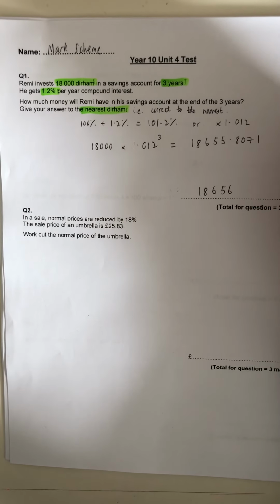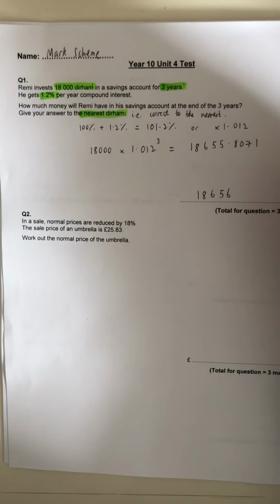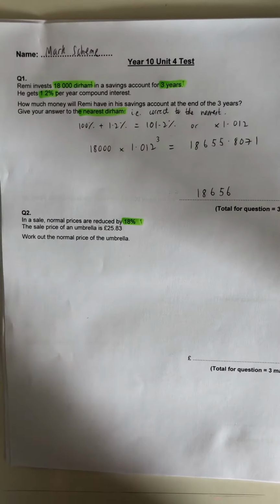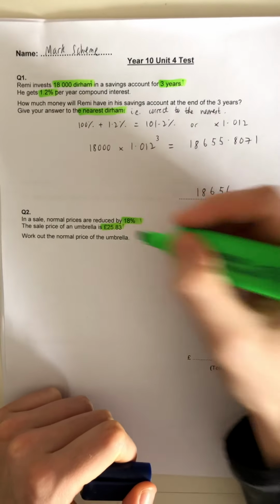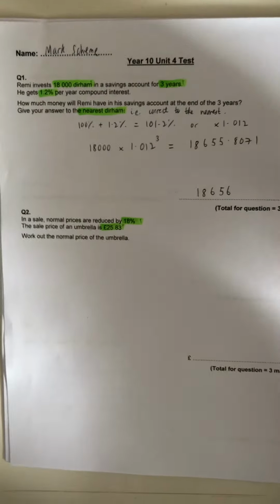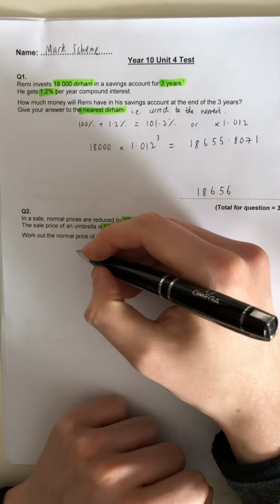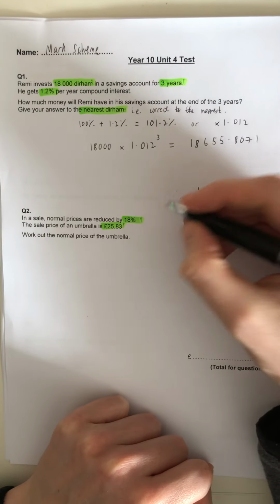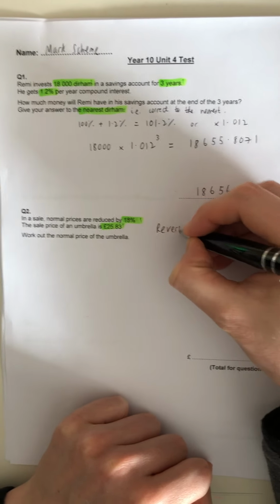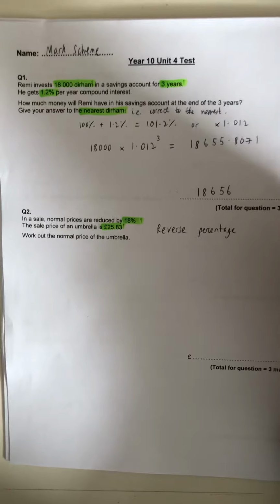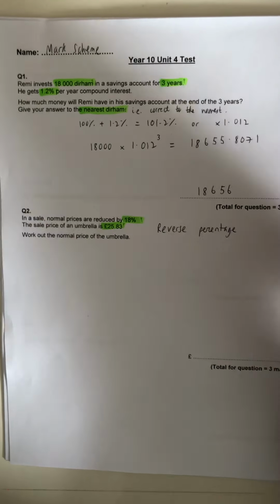Okay, question 2. You've got a sale, normal prices are reduced by 18%. They give you the sale price, which is £25.83. Work out the normal price. Now, one thing you should know is this is a reverse percentage question. It's effectively the opposite of what you would normally expect, but we start off exactly the same.